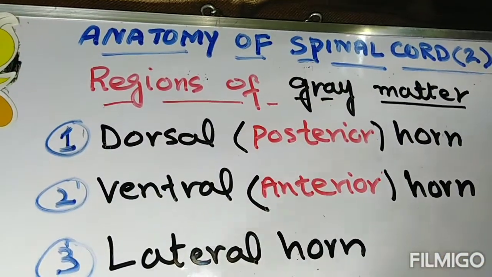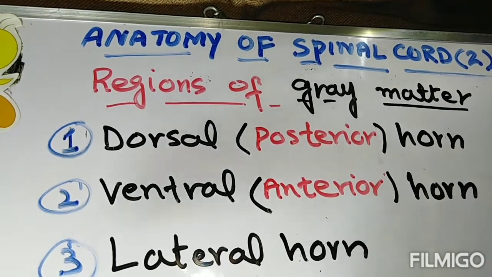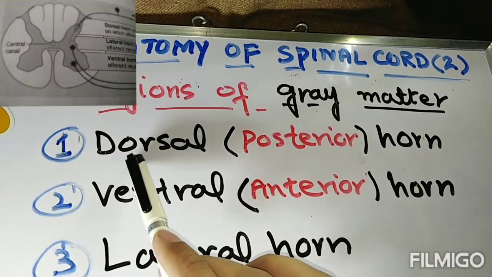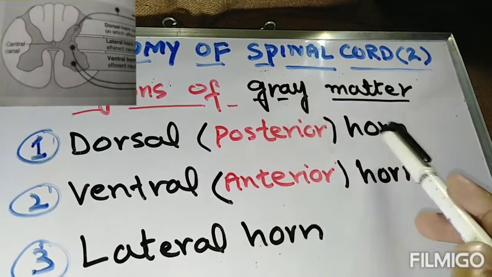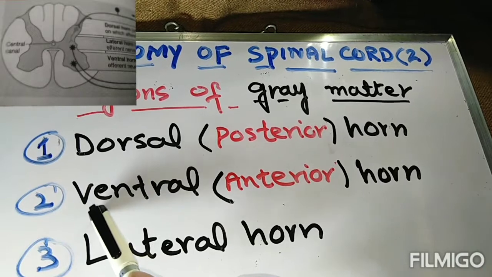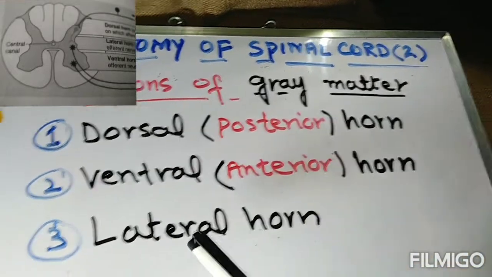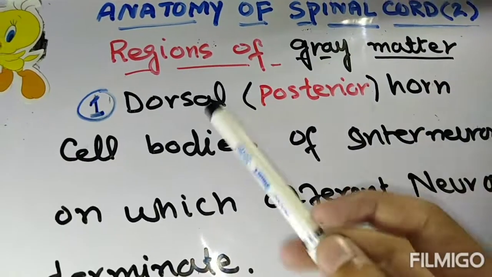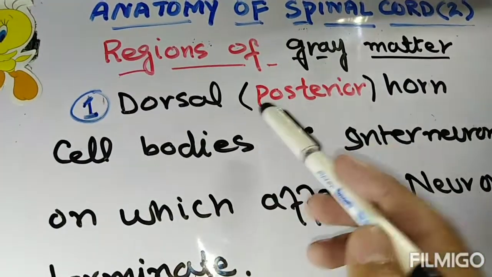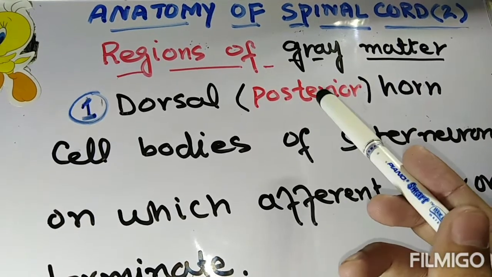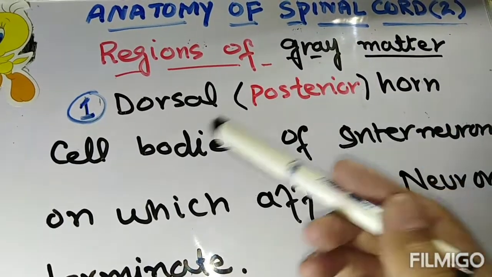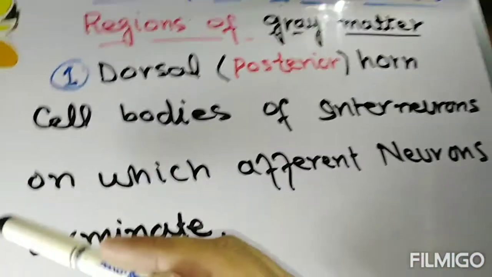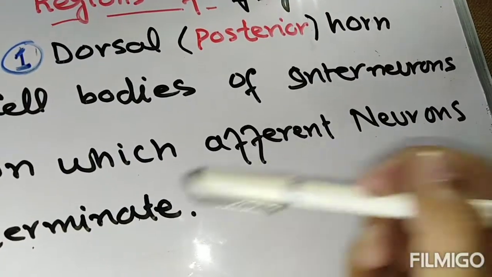So the gray matter is divided into three regions. The first region is the dorsal or posterior horn, the second is the ventral or anterior horn, and the third is the lateral horn. Now, the dorsal or posterior horn of the gray matter of the spinal cord contains cell bodies of interneurons on which afferent neurons terminate.